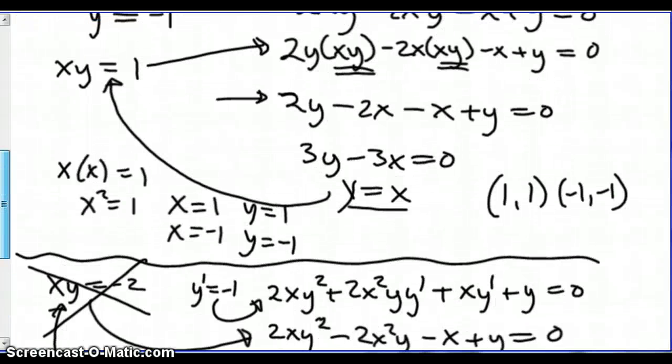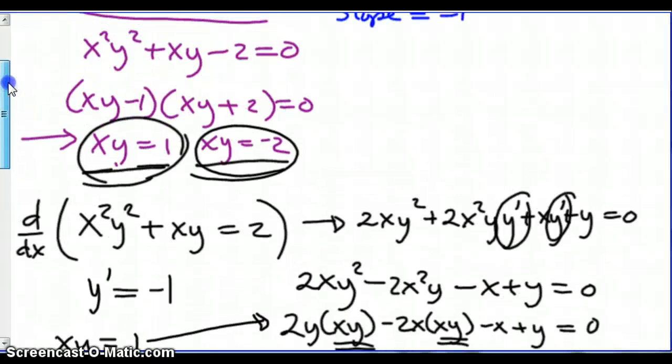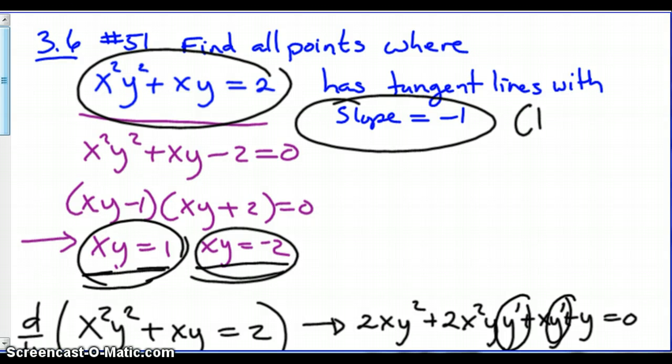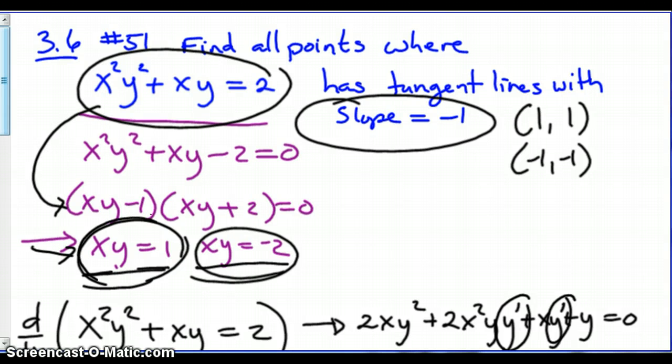So my only solutions for our original equation, having a tangent line with a slope of negative 1, are at the points 1, 1, and negative 1, negative 1. Fancy, huh? I thought it was pretty cool. That little piece at the beginning, solving not for x, not for y, but actually solving for the product xy, really helped. Hope you enjoyed the proof.